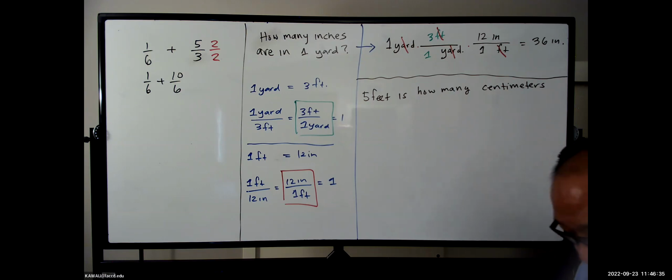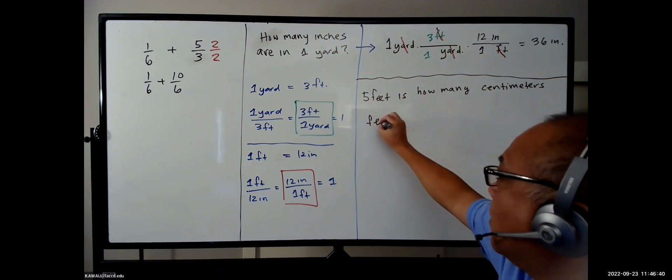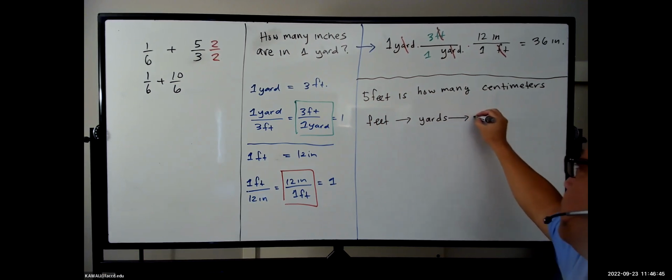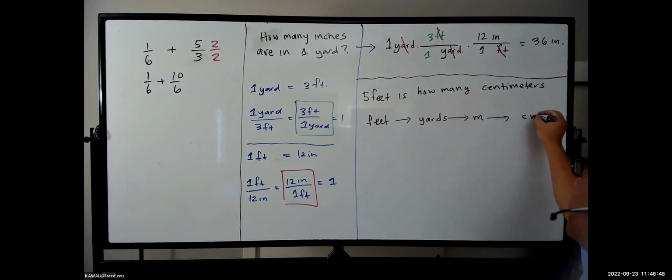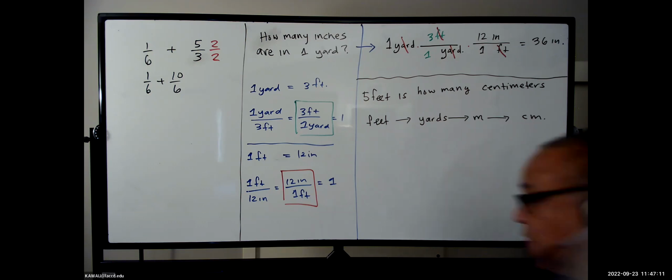Okay. So just to give you a map, you want to go from feet to yards to meters to centimeter. Remember that, right? For length, yards is where you do the crossing between English and metric. Give that a shot. Don't yell the answer, but give it a shot.